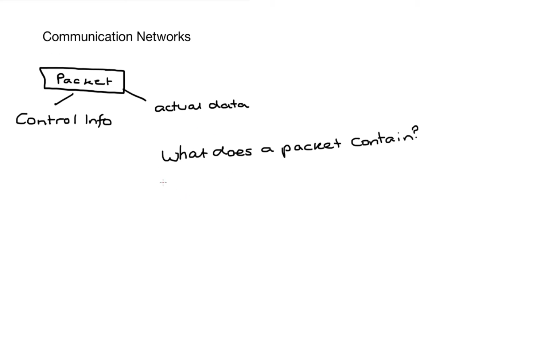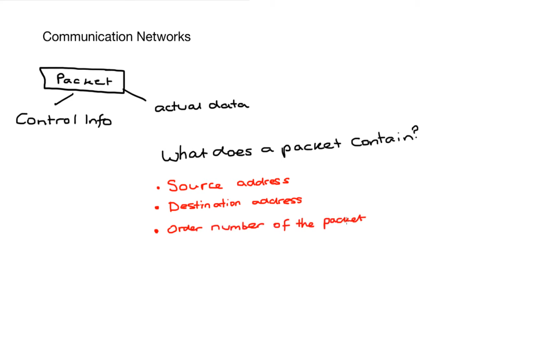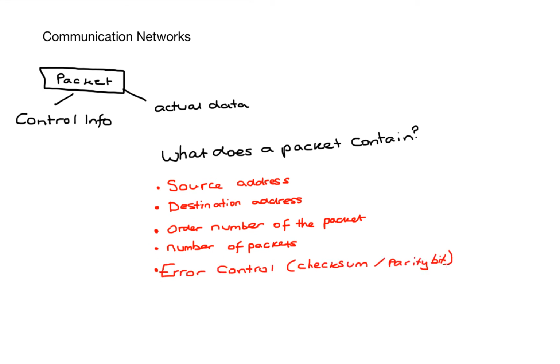Inside a typical TCP/IP packet, the control information will include the source address of where I am, the destination address of where I want the packet to go to, which will all be an IP address, the order number of the packet, so I'm packet 3 of 10, maybe, and the number of packets, which would be 10 in total, so that when it arrives at its destination, everything can be put back in order, and also some error control bits. So that would be a checksum or maybe a parity bit, depending on your error checking. So that's what's contained inside our packet.